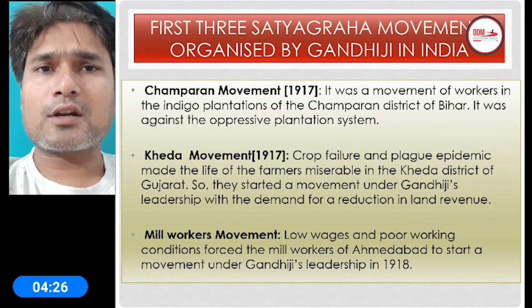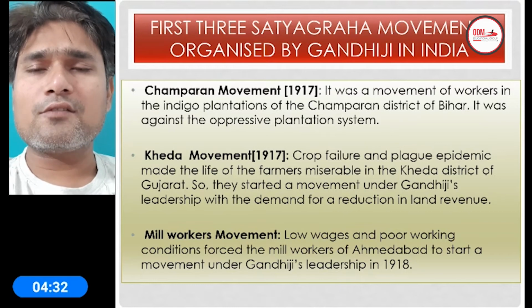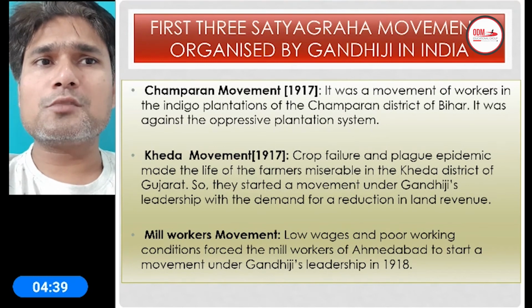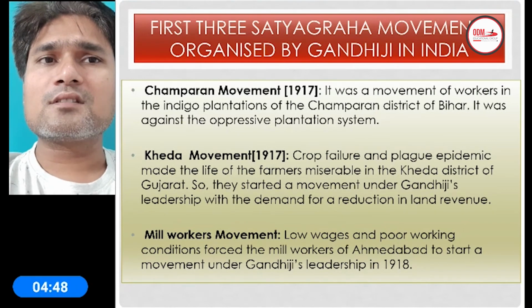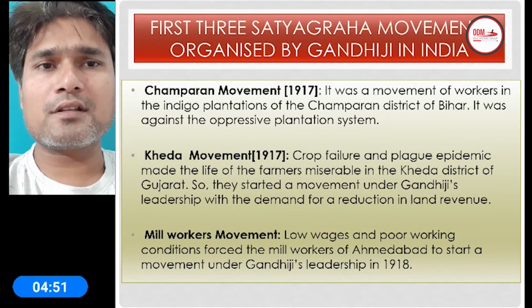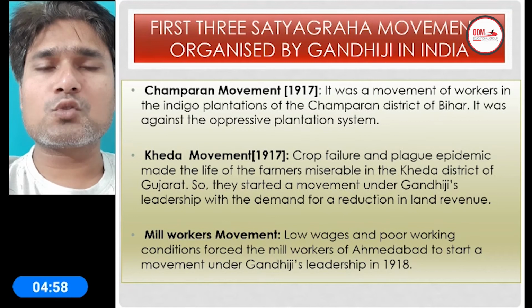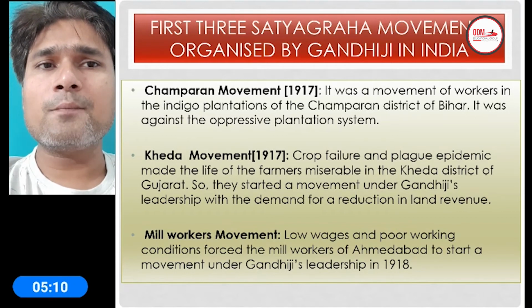When Mahatma Gandhi came back to India in 1915, he toured almost all the places till 1916, and the very first Satyagraha that he started in India was the Champaran movement. It was a movement of workers in indigo plantations of the Champaran district of Bihar, against the oppressive plantation system. Then in the very next year, Mahatma Gandhi helped the peasants of Kheda as well. Crop failure and plague epidemic made the life of the farmers miserable in the Kheda district of Gujarat. They started a movement under Gandhiji's leadership with the demand for a reduction in land revenue.